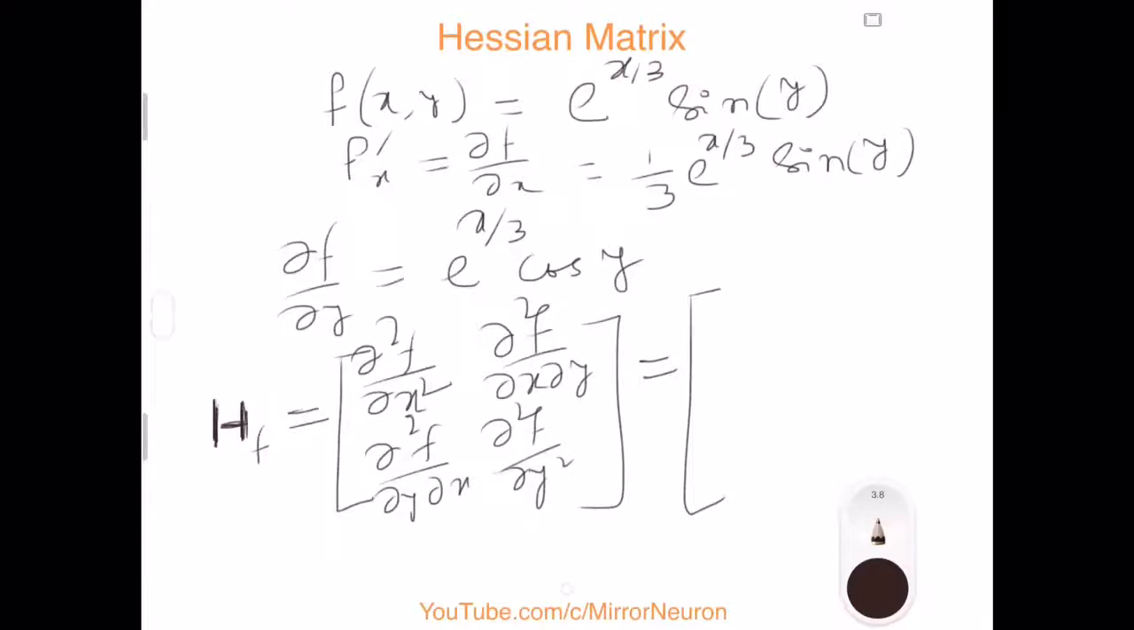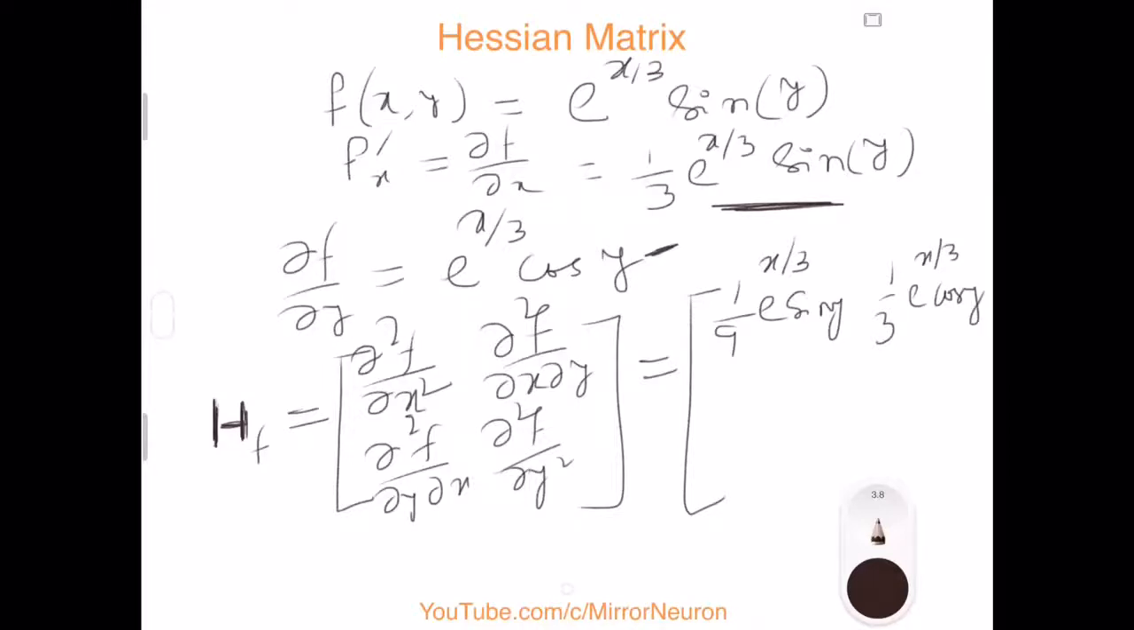The first one is the second order derivative with respect to x. So if I look at this portion here, it will be 1 over 9 e to the power x by 3 sine y. And the second one, d square f, I'm taking the derivative of this one with respect to x now, so it will be 1 over 3 e to the power x over 3, and the cos y remains the same.